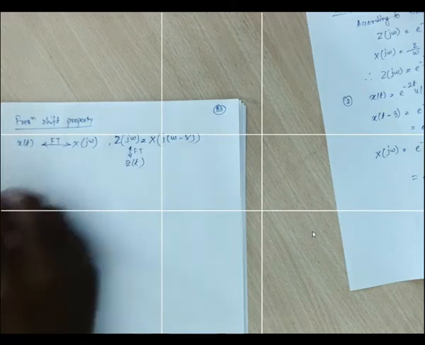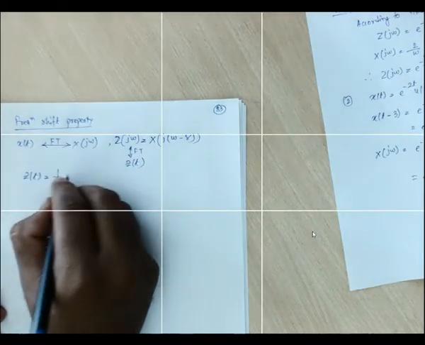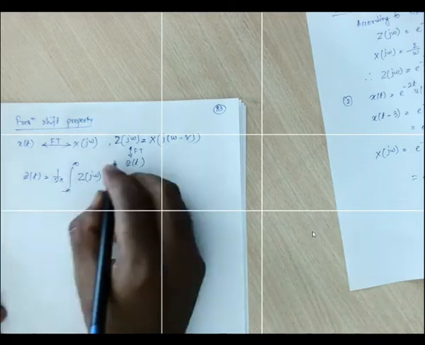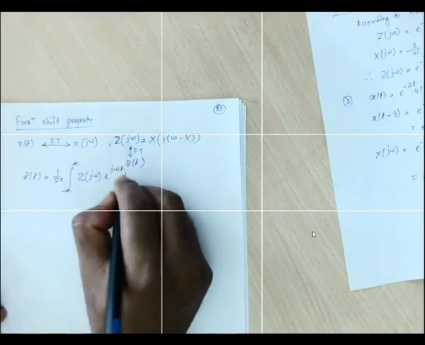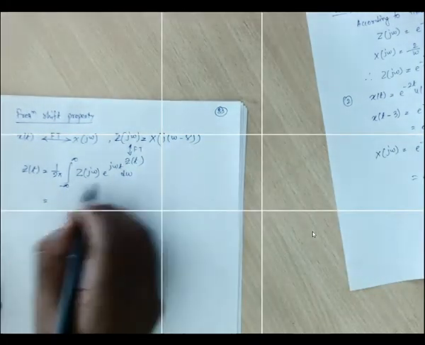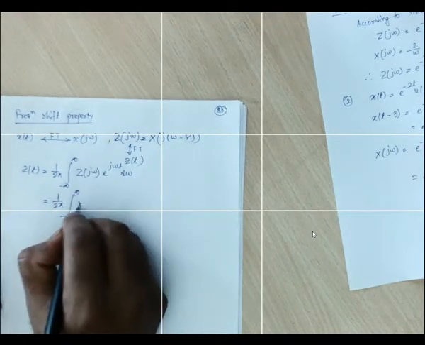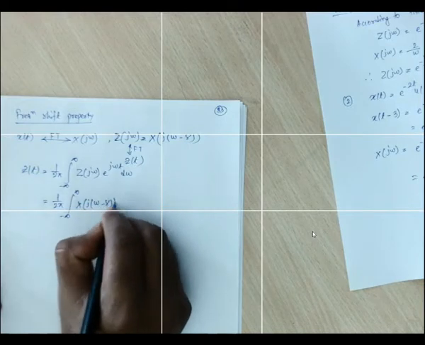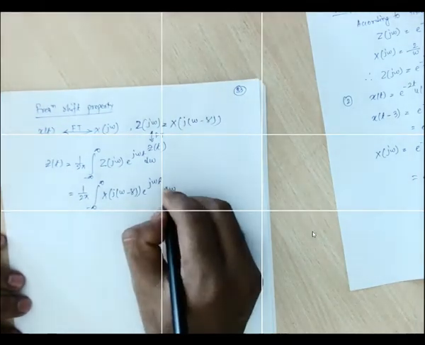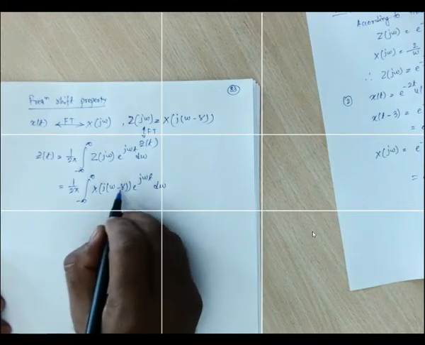So what is this z of t? z of t is 1 by 2 pi integration from minus infinity to infinity Z of j omega e to the power j omega t d omega, right? So in that Z of j omega, we are supposed to replace this value: 1 by 2 pi integration from minus infinity to infinity X of j (omega minus gamma) e to the power j omega t d omega. Okay, clear? So let us substitute this omega minus gamma by another parameter.